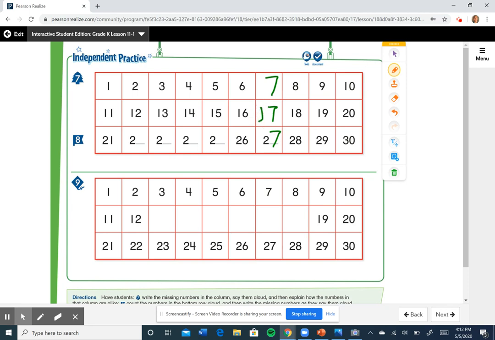The 1. Whoa, not a good one. Good. 17. Now we got to find these missing numbers. And you could start counting 21, 22, 23, 24. You could do that. Or you could just see what each of these columns have in common.